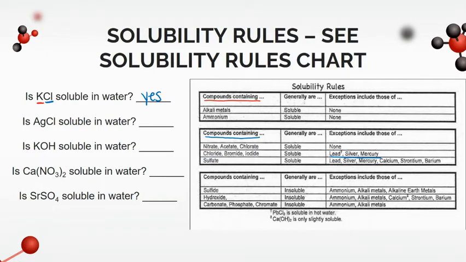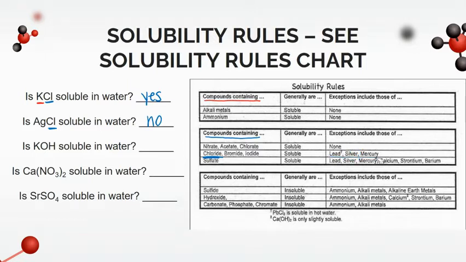Okay, let's try a different substance. Here we have, is AgCl soluble in water? Ag is silver, and this time silver is not in that first table. So the only thing we can look at is the rule about the chlorides, which we just looked at in the second table for the previous problem. Compounds containing chloride generally are soluble except lead, silver, and mercury. So because silver is an exception to being soluble, this one is not soluble.